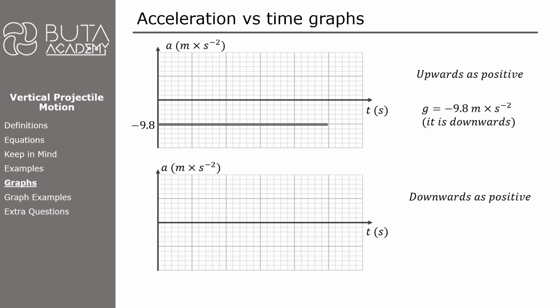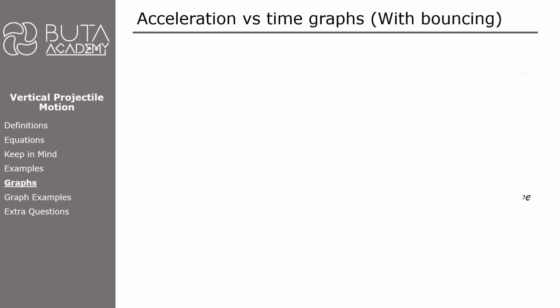In case we choose downwards as the positive direction, the value of acceleration will also become positive. We will draw a similar plot, but this time on the positive side of the graph. Drawing these graphs becomes more complicated when questions involve bouncing.